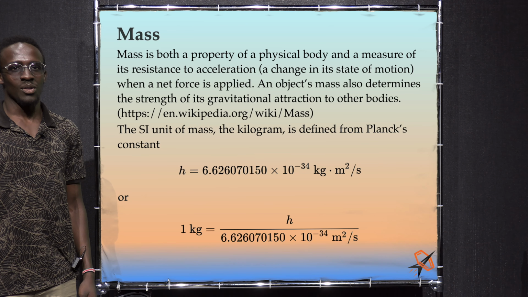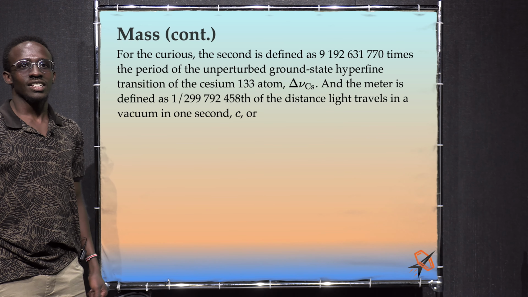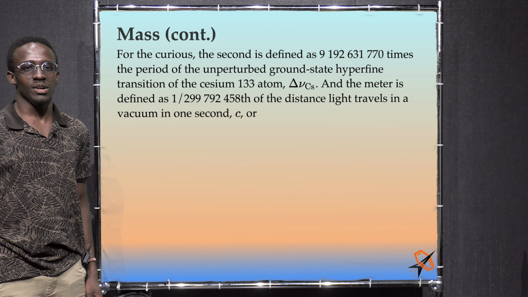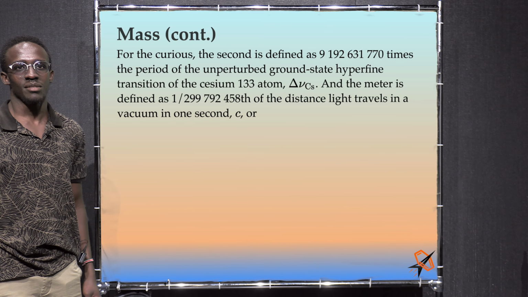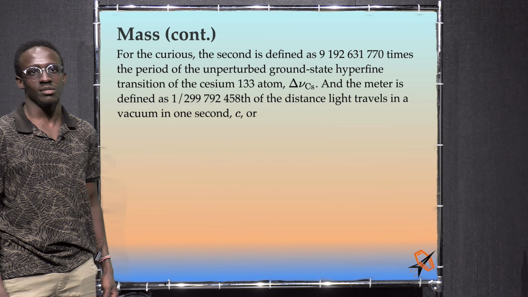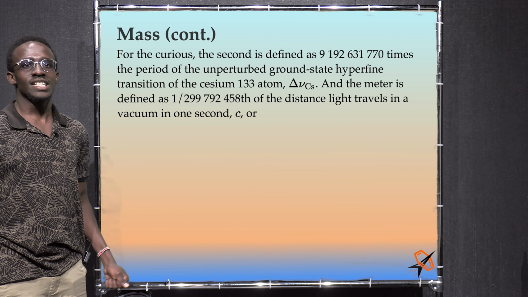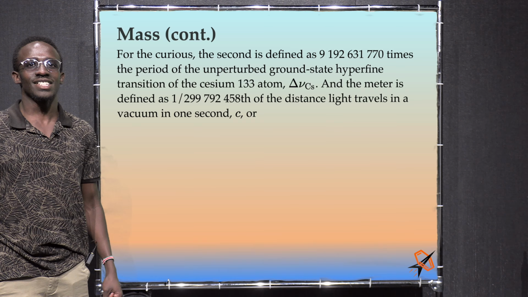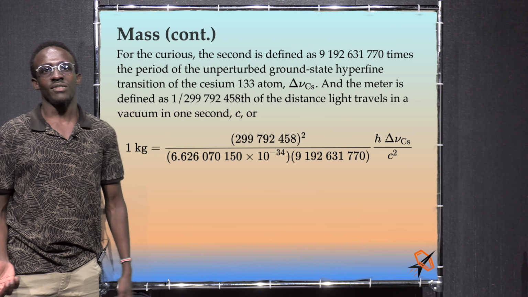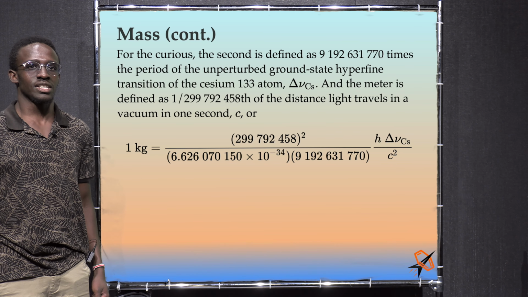That raises the question, what a meter is and what a second is. Well, for the curious, the second is defined as 9,192,631,770 times the unperturbed ground state hyperfine transition frequency of the cesium-133 atom, and the meter is defined as 1 over 299,792,458 of the distance light travels in a vacuum in 1 second. So, the meter is defined in terms of the speed of light. The second is defined in terms of the vibration of the cesium-133 atom.